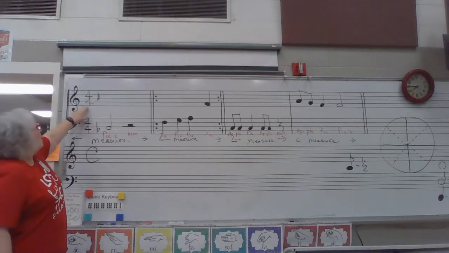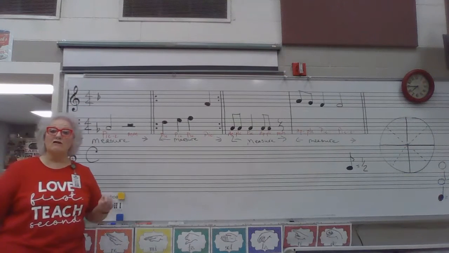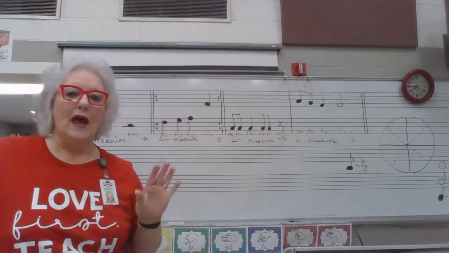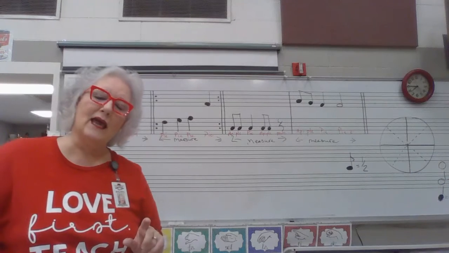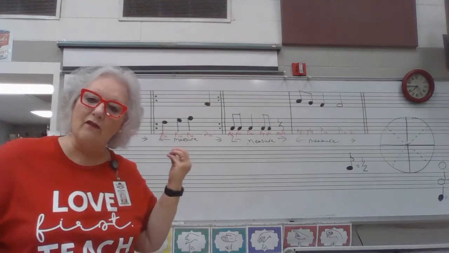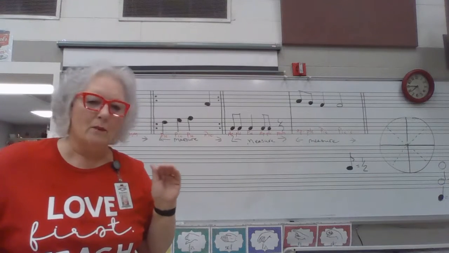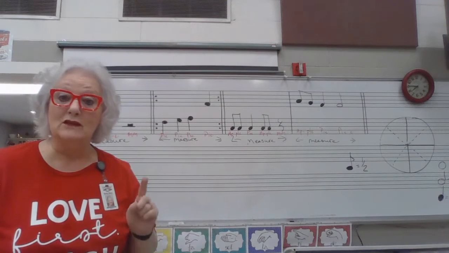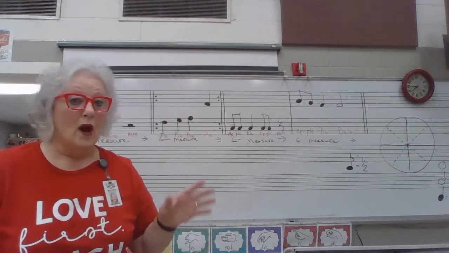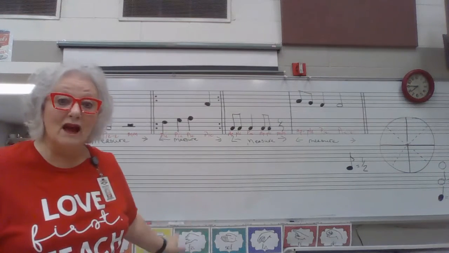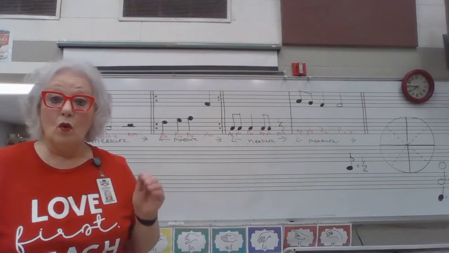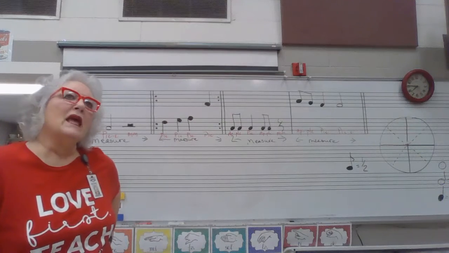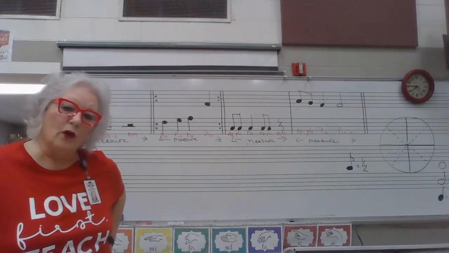Then our bottom number here tells us our note value. Value is what something is worth, correct? Absolutely. So we take our notes, and when we look at that 4 right there, whatever number is on the bottom of the time signature, that's what our whole note is going to be worth. Whatever number is on the bottom of the time signature is what the whole note is worth.